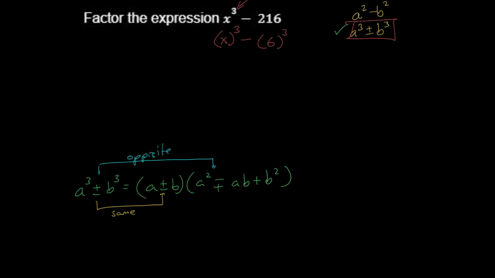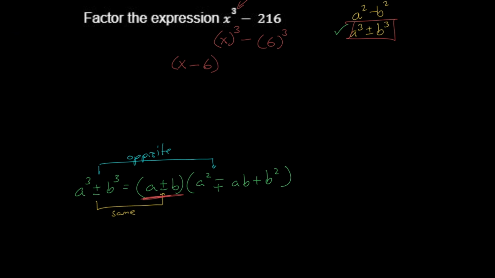So I'm going to go ahead and apply the formula to this. So our original is x cubed minus 6 cubed. So a is our x, so we're going to have x. The first sign here is the same, so we originally have a minus, so we'll put a minus. And then our b, which is 6. So there's our first factor.